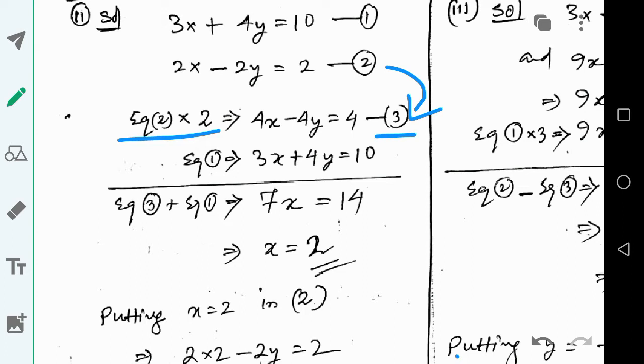Now we have to eliminate the term consisting y from 1 and 3, not from 2 and 3, because 3 is obtained from 2. Here you see they are opposite in sign. If they are opposite in sign, then we need to add the equations, then they will be cancelled. If they have the same sign, both positive or both negative, then we have to subtract the equations. Remember that. So now let us add equation 1 with 3.